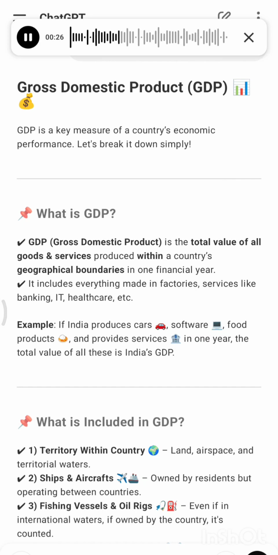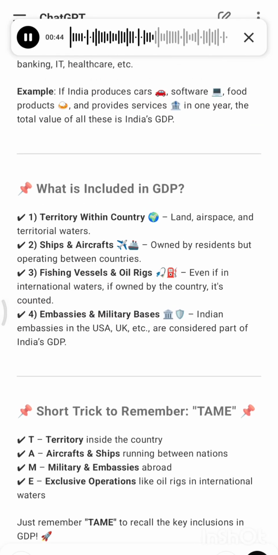Example: if India produces cars, software, food products, and provides services in one year, the total value of all these is India's GDP. What is included in GDP? 1. Territory within the country: land, airspace, and territorial waters. 2. Ships and aircraft owned by residents but operating between countries. 3. Fishing vessels and oil rigs. Even if in international waters, if owned by the country, it's counted.